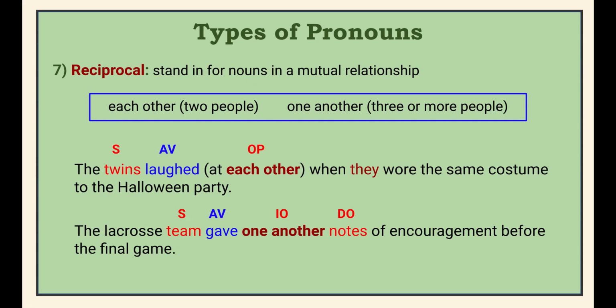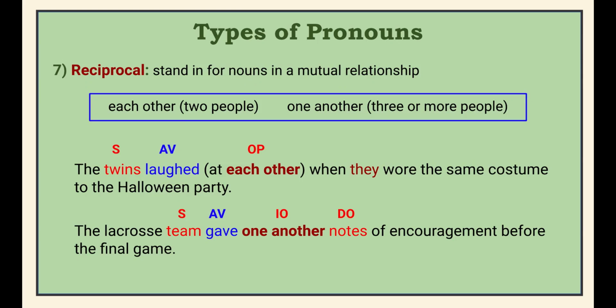Let's look at the second sentence. The lacrosse team gave one another notes of encouragement before the final game. This second sentence is a good example of why you should always find the verbs first when you begin to label sentences, because the verbs will indicate what noun functions you should look for. Here, the action verb is gave.